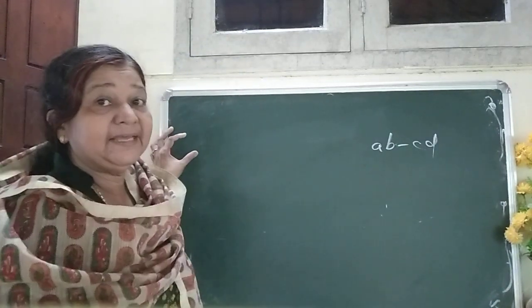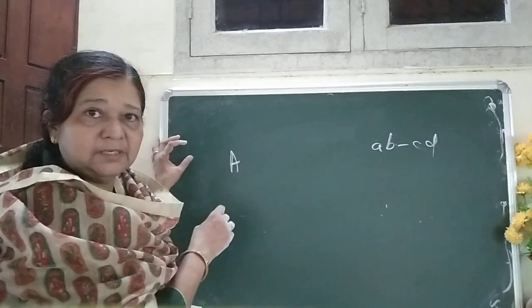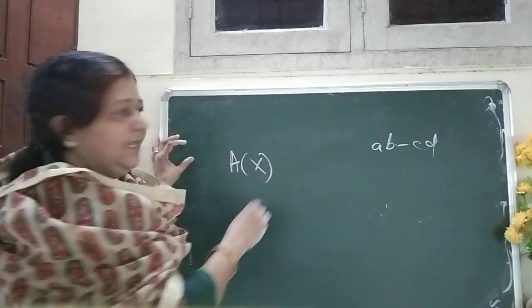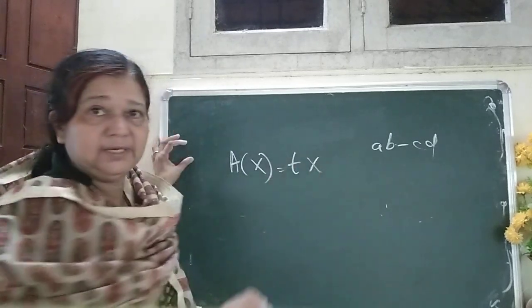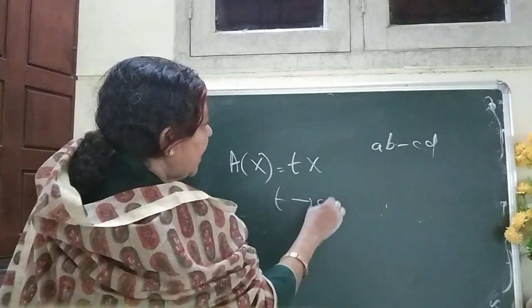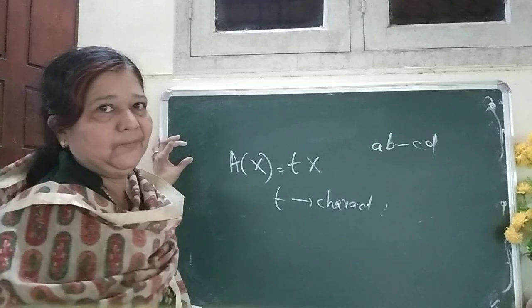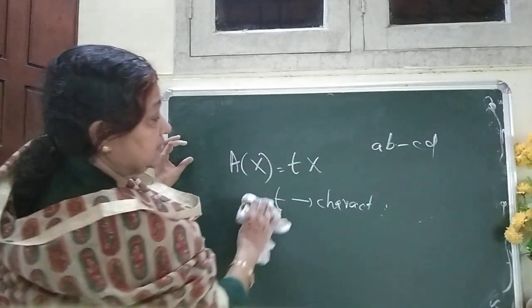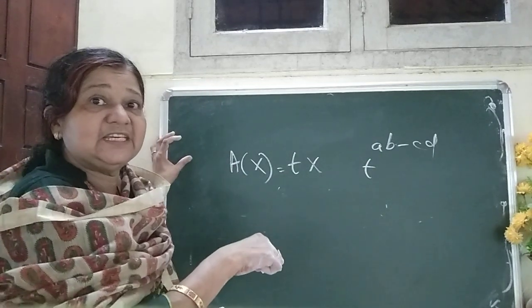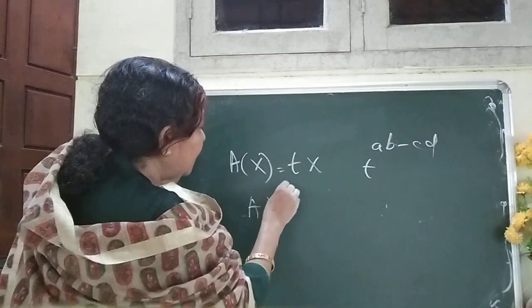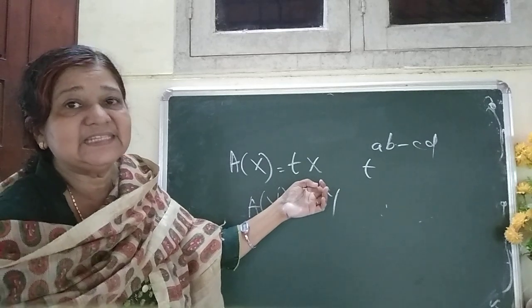Then we define the characteristic value. If A is any transformation on a vector x, and there exists a scalar t such that A of x equals t times x, then t is called the eigenvalue or characteristic value. For this characteristic value t, if there exists a vector y such that A of y equals t times y, then we say that y is the characteristic vector.